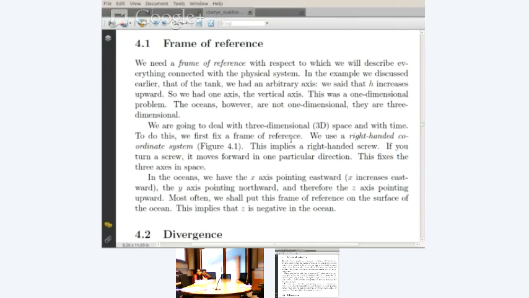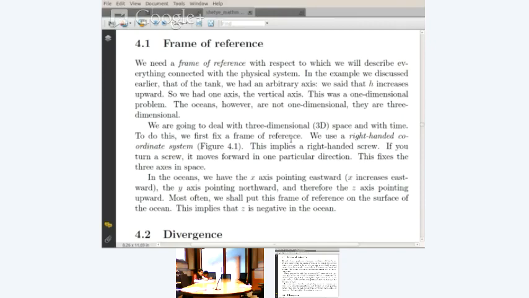When we describe any physical system and want to write down any equations, the first thing we need is a frame of reference with respect to which we will write everything. The oceans are three-dimensional, plus there is the change in time, so there is a time axis involved. So we're going to deal with this 3D space and with time, so we need to fix the frame of reference. We use a right-handed coordinate system, and I shall, even at this early time, abandon sphericity.